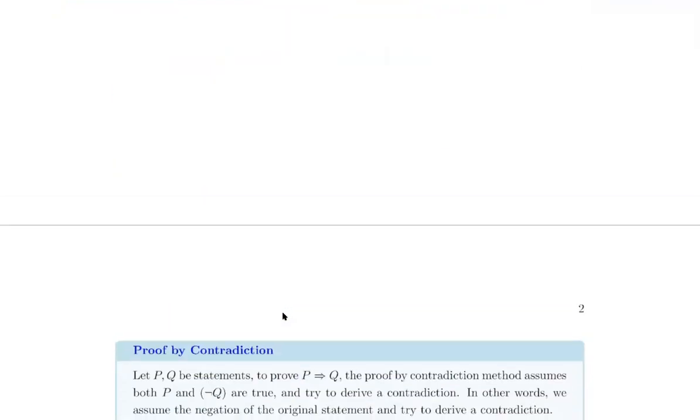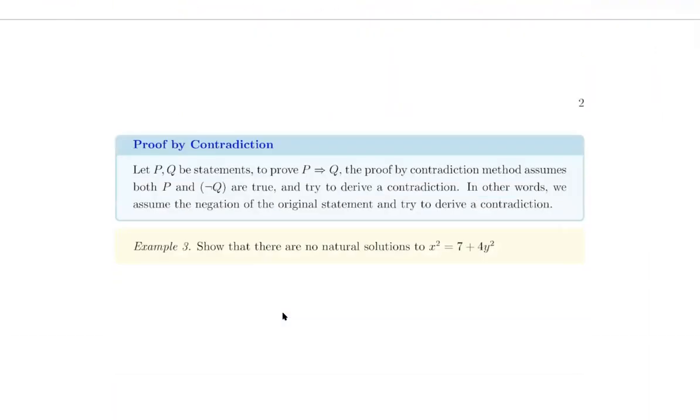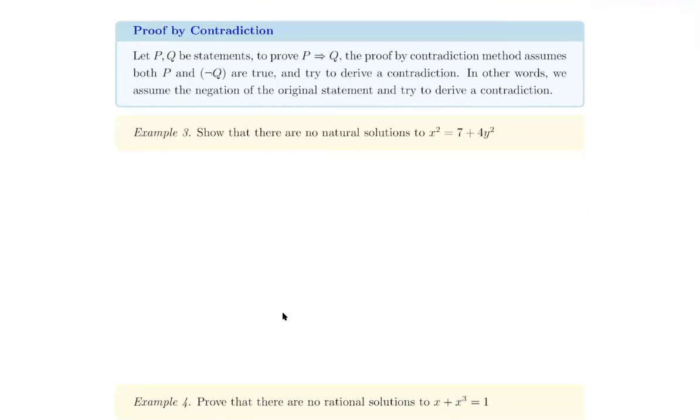Contradiction. So the proof by contradiction is that when you have P implies Q, you assume the negation of that. So you assume the negation of the original statement and you try to reach a contradiction from there. Basically, you have P implies Q, then you assume both P and not Q are true. You assume the negation to reach a contradiction.